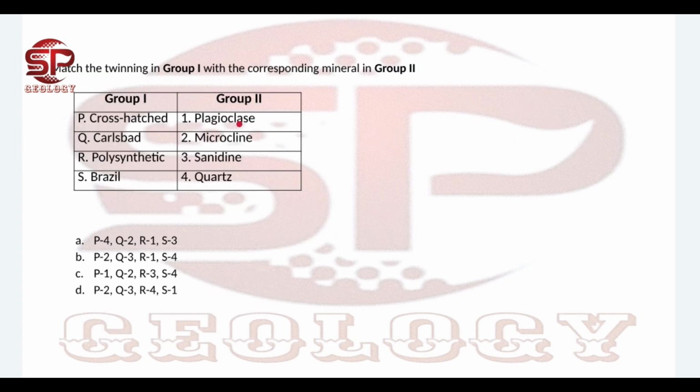Next question, we have to compare these twinnings and their examples. Cross-hatch twinning is a characteristic of microcline. Then Carlsbad is a characteristic of orthoclase. Then polysynthetic or lamellar twinning is a characteristic of plagioclase. Then Brazil is quartz. So cross-hatch microcline, P will be 2, Carlsbad, Q will be 3, R will be 1, S is 4. B option.